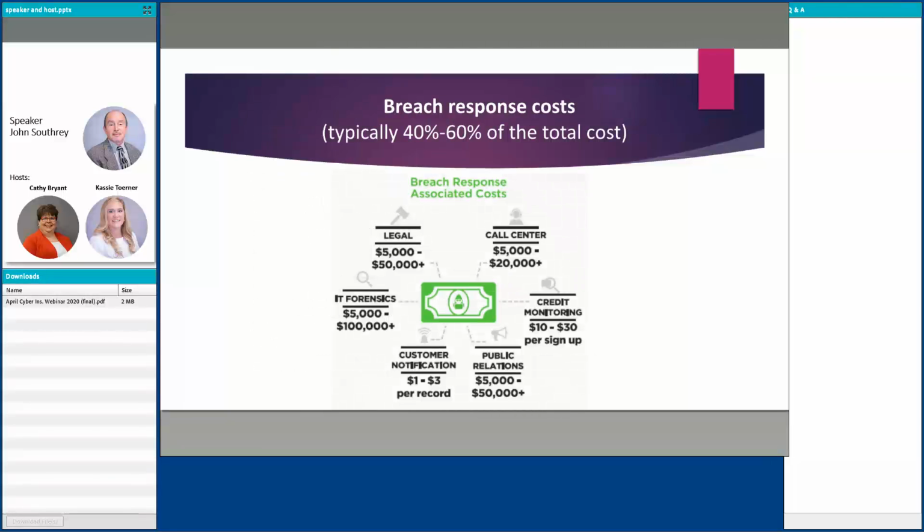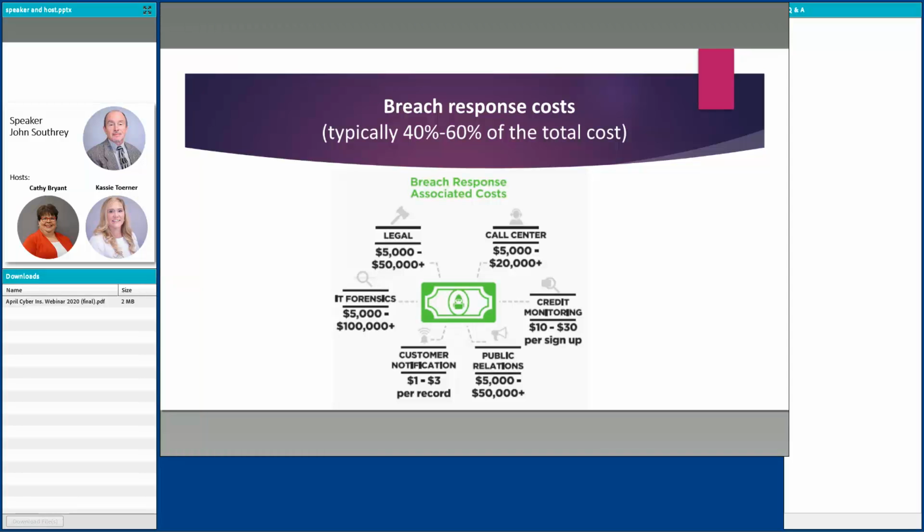So the breach response costs, about 40 to 60% of the total cost of a cyber claim come from the breach response costs, which includes the elements of legal fees, $5,000, $50,000, or it could be higher, call center fees, IT forensics. We've had several physicians who have exhausted their underlying $100,000 limit that TMLT attaches to all of its medical professional liability policies for cyber liability because the forensics costs exceeded $100,000 alone. Credit monitoring, customer notifications.